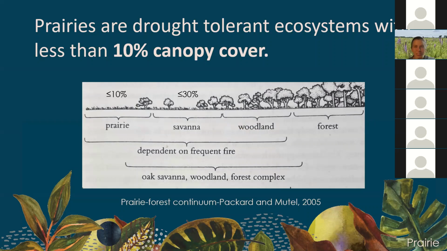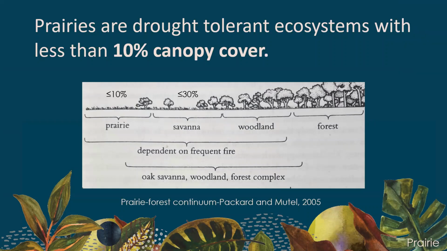But what we're just going to be focusing on today, I want to give you some context of what ecosystems we have in this region and what makes prairie distinct. But what we'll be focusing on today is just prairie, which is an ecosystem dominated by grasses and forbs and has less than 10% canopy cover.